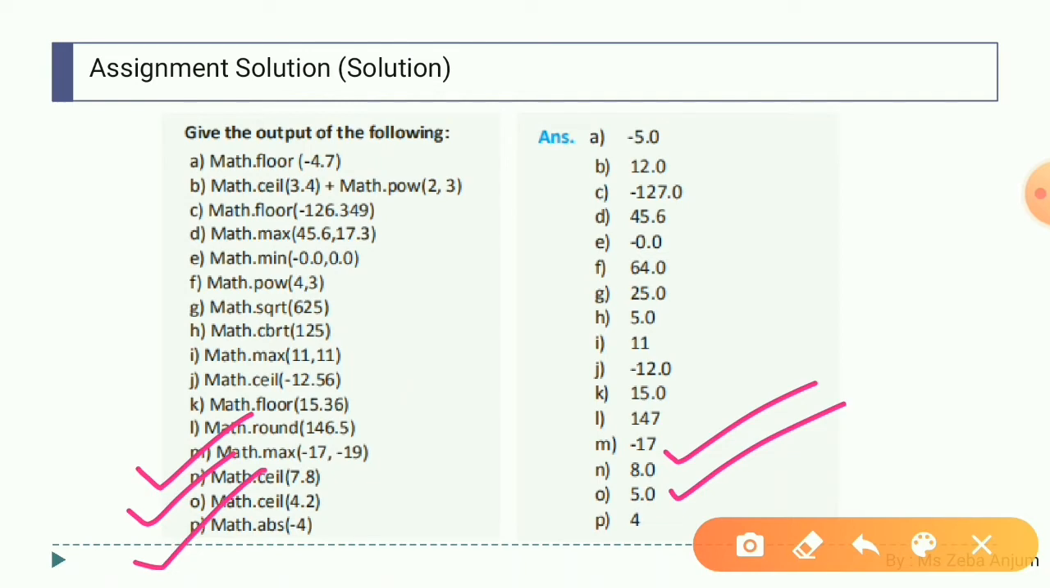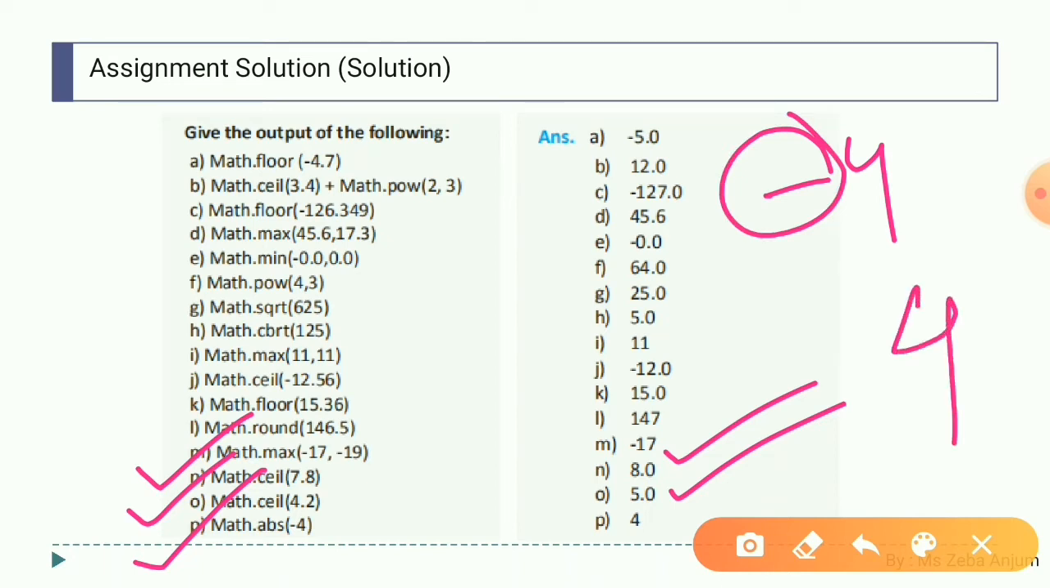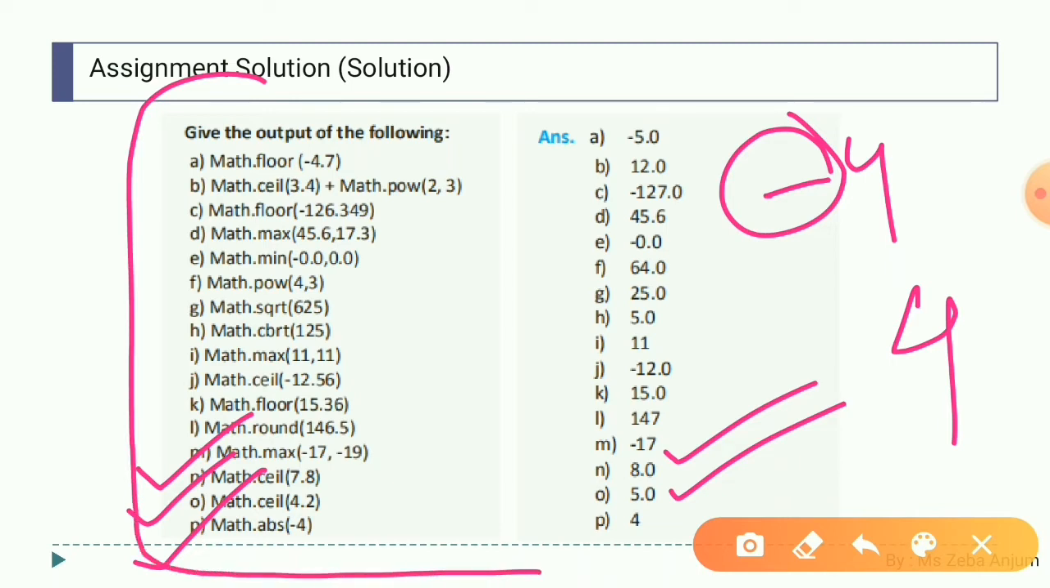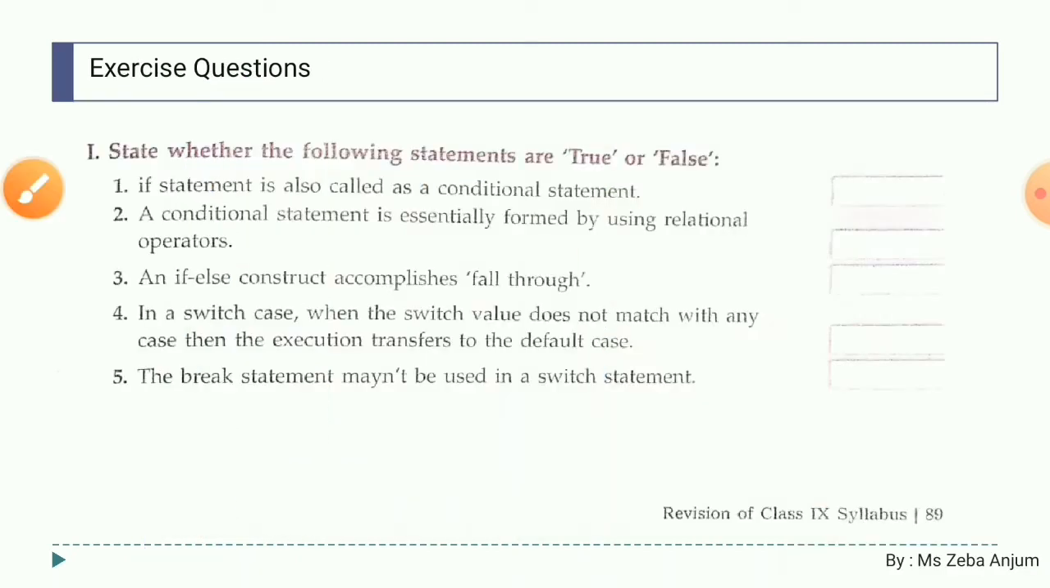For the last one, math.abs of minus 4, what it is going to do is just remove your negative sign. So you will be getting 4 as an answer. Please check your answers with mine. Now let us start our exercise questions for the same.